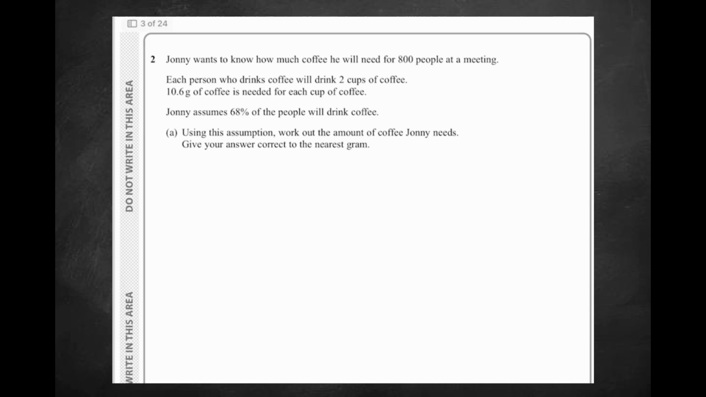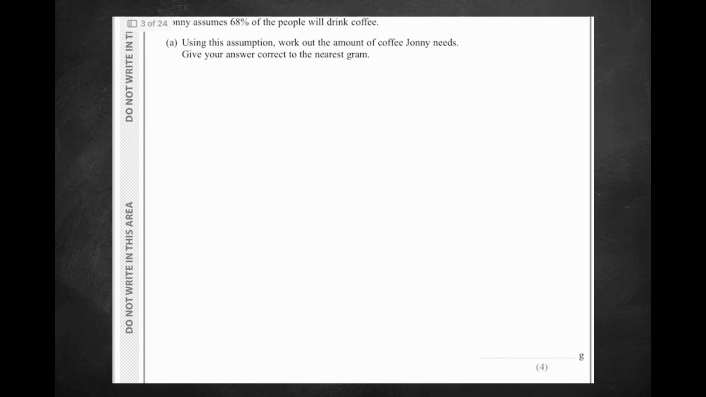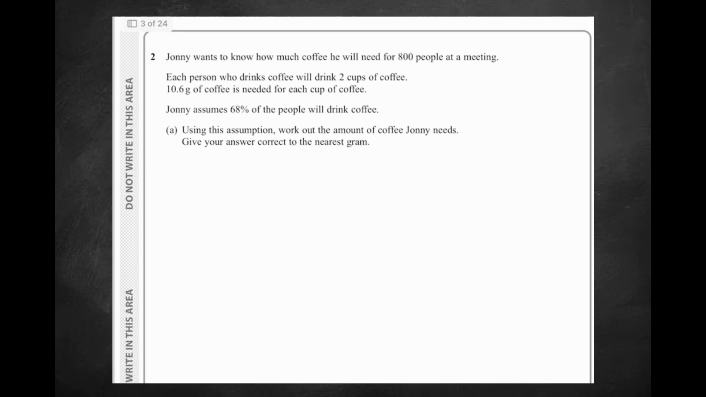Question number 2. Johnny wants to know how much coffee he will need for 800 people at a meeting. Each person who drinks coffee will drink 2 cups of coffee. 10.6 grams of coffee is needed for each cup of coffee. Johnny assumes 68% of the people will drink coffee. Using this assumption, work out the amount of coffee Johnny needs. Give your answer to the nearest gram.